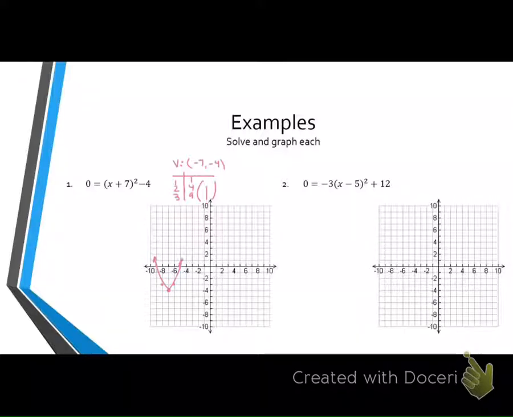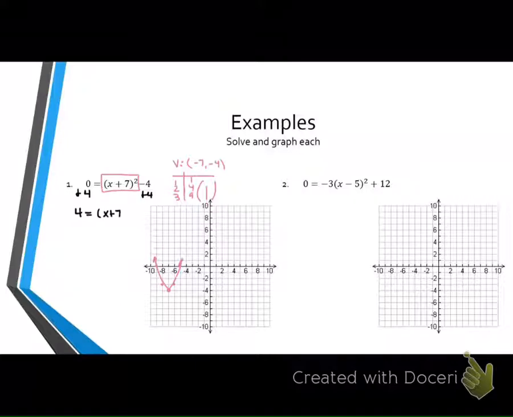So, to solve this, the first step is to get whatever is squared by itself. So do you guys see that that is being squared? So what do we need to move? What is not letting it be by itself? -4. So we're going to add 4 to both sides.